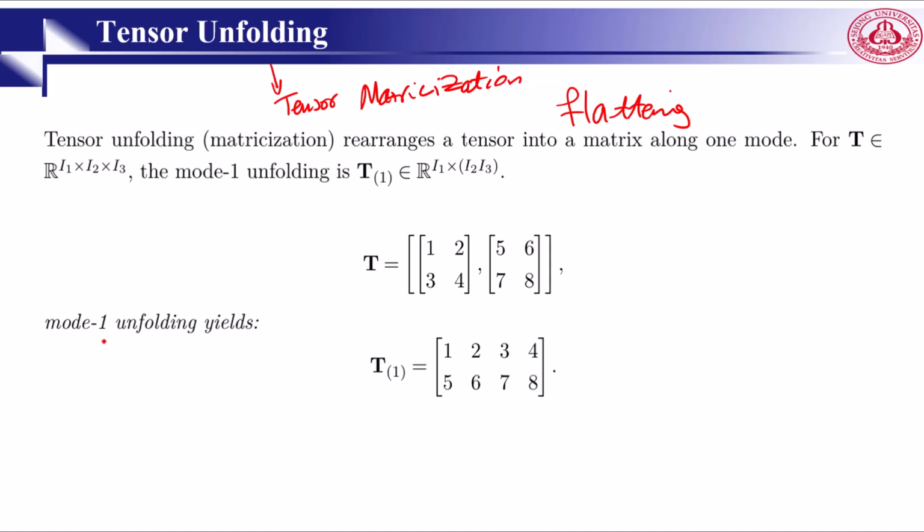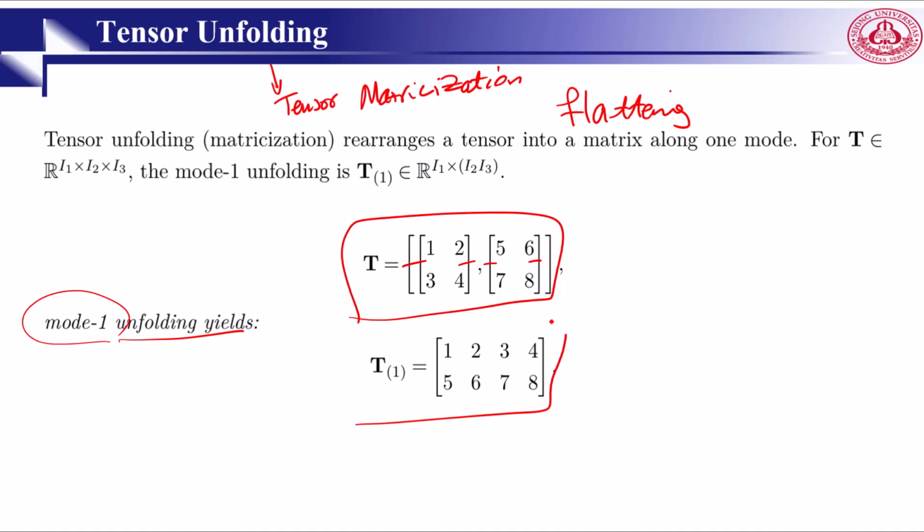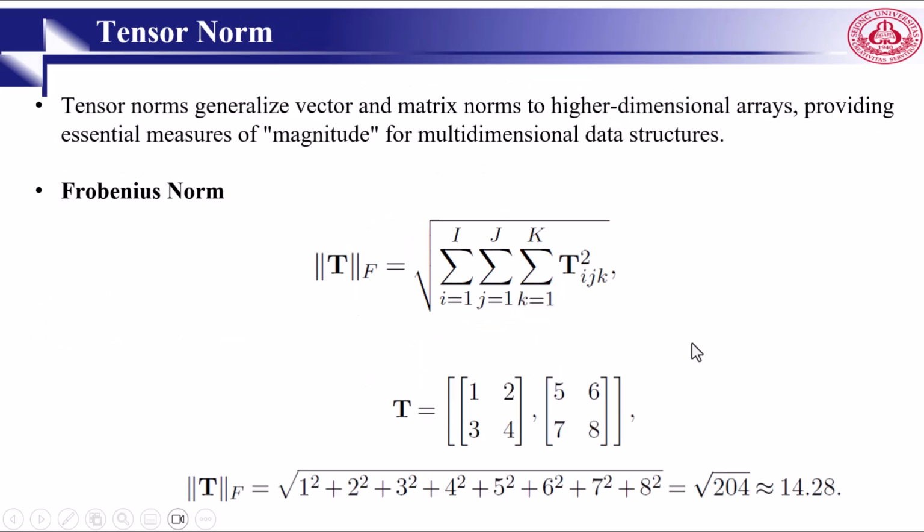So for example, here we call it mode 1 unfolding. So we have this tensor, mode 1 unfolding. It means we just remove these things and we will have a matrix, which is called tensor 1, right? So we show it as T1 as mode 1 unfolding.